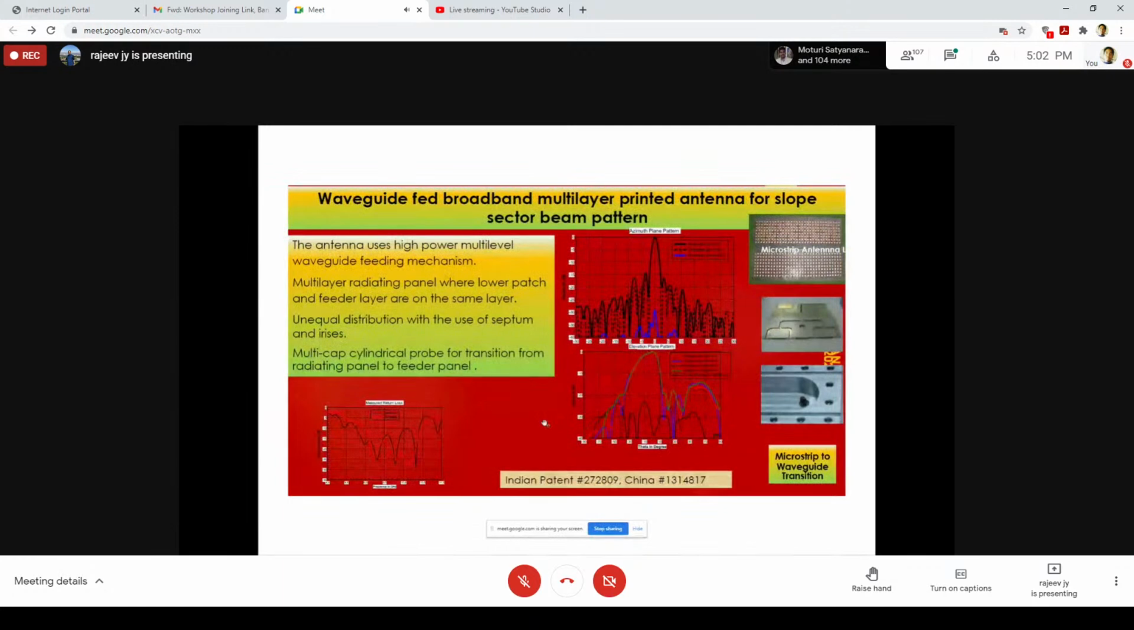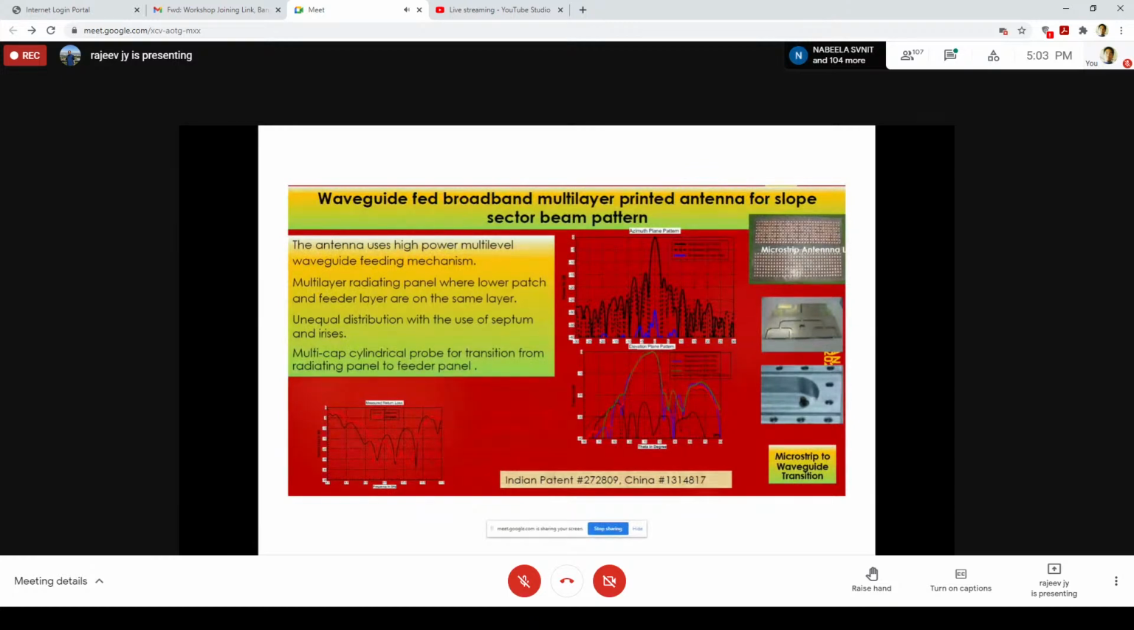So what I am trying to tell you is that there are various requirements coming for the future of our wireless systems or any type of sensor. You need to have multi-bands. You need to have high power.